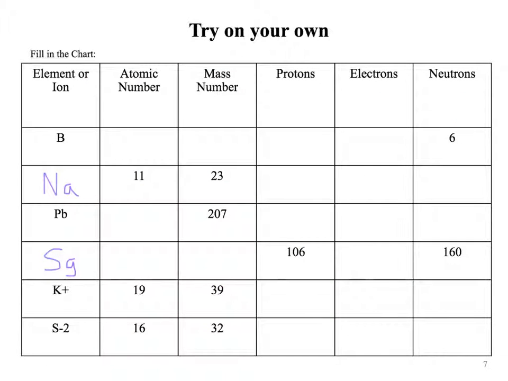So this is a try on your own slide. I made this chart. You basically have to fill in the ones that are missing using what you learned today. And I just want to point out that over here this is K plus, which is a cation, and this is S to the -2 power, like this, which is an anion. I would pause the video now, try it on your own, and then I will put up the answers.